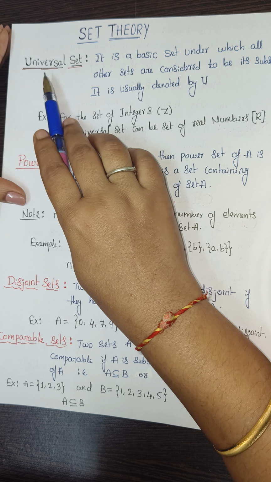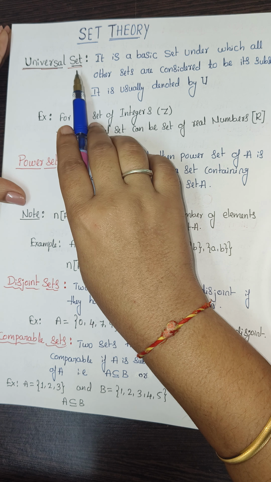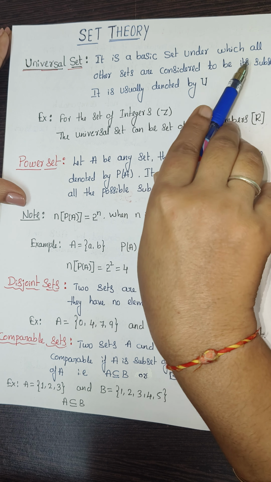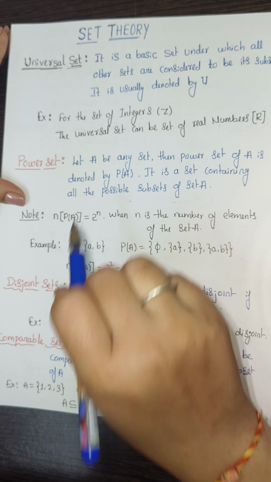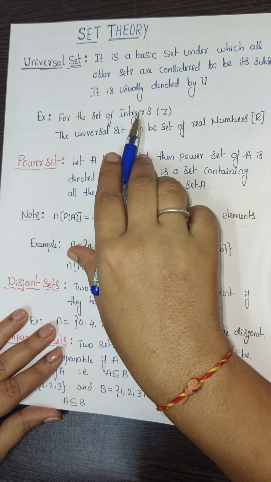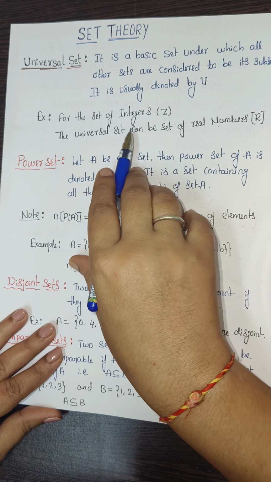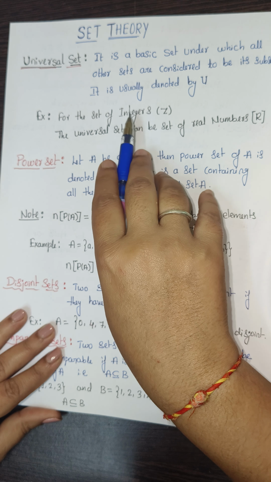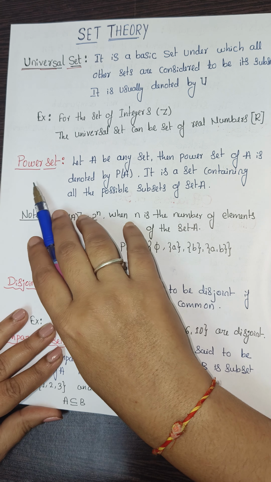The first one is the universal set. The universal set is a basic set under which all other sets are considered to be its subsets. It's usually denoted by U. For example, for the set of integers Z, the universal set can be the set of real numbers, because real numbers include integers also.